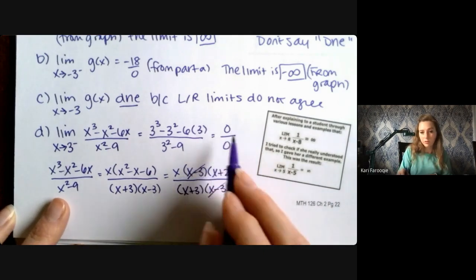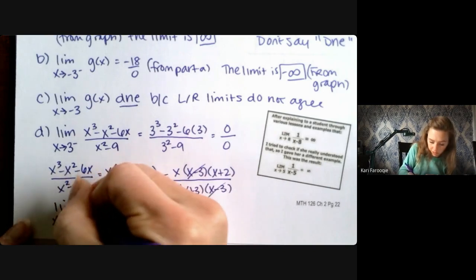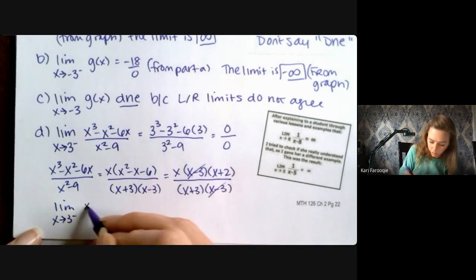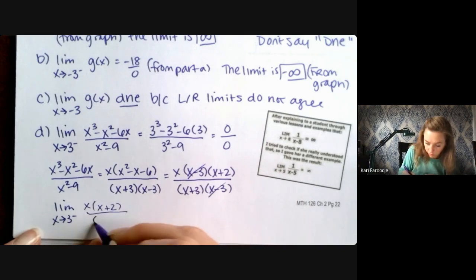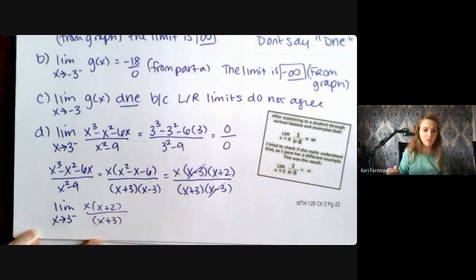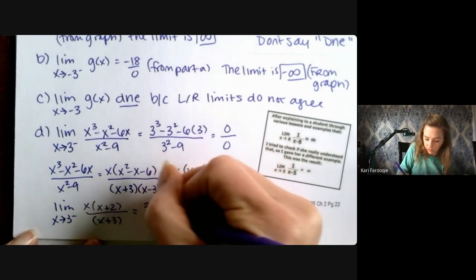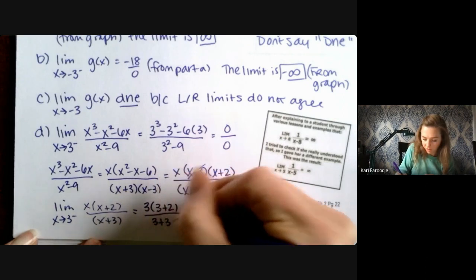In general, when you get an indeterminate form, you just try to eliminate it by rewriting the function. Now we'll take the limit again, this time using our new function, x times x plus 2 divided by x plus 3. You can leave it factored. It's fine. So this will be 3 times 3 plus 2 divided by 3 plus 3.